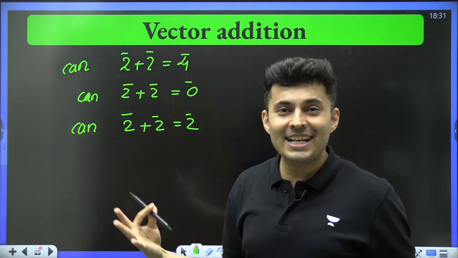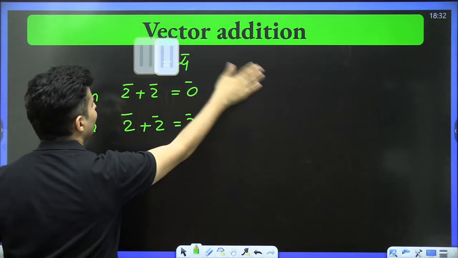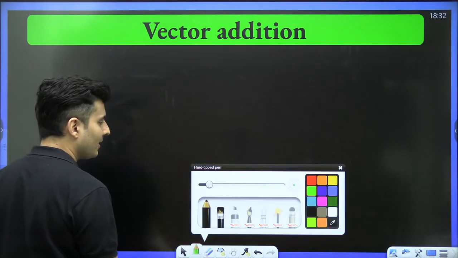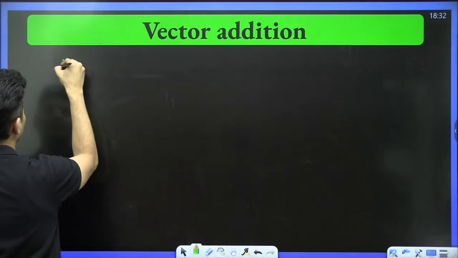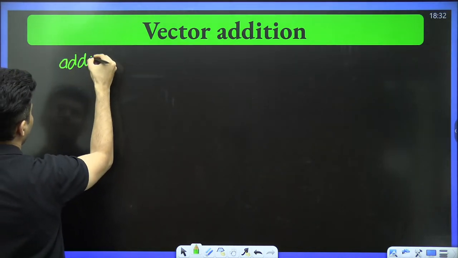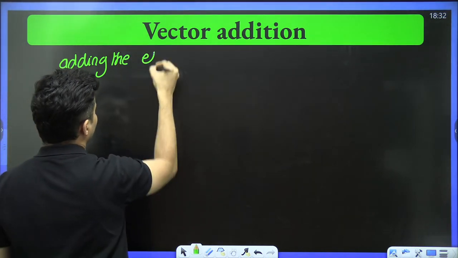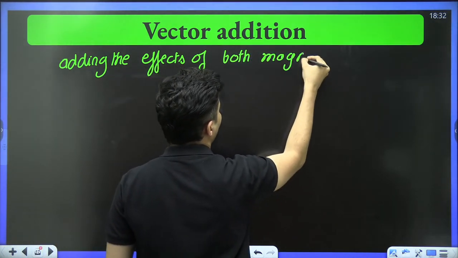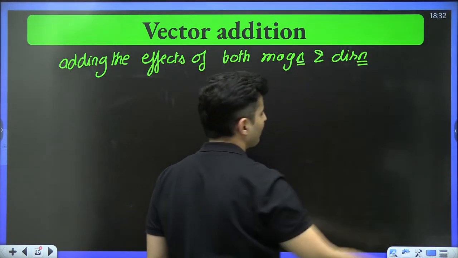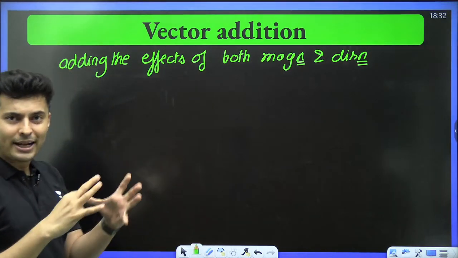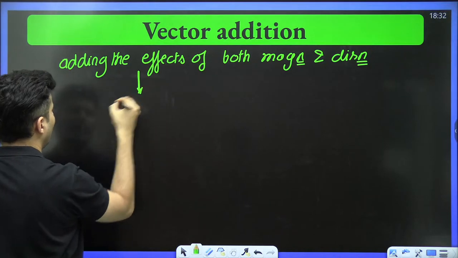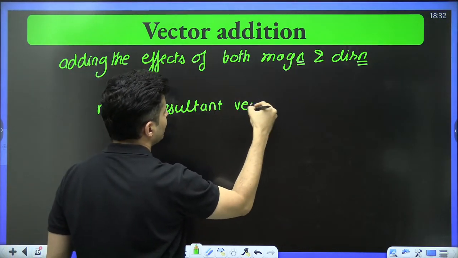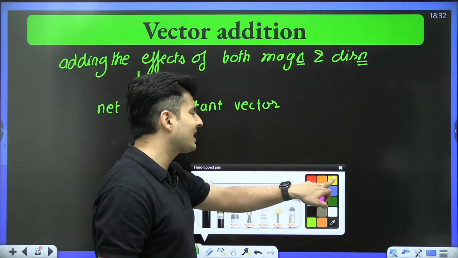Like, sir, how? This is crazy. I didn't know this is possible. So guys, let's learn the true meaning of vector addition. Now I know you guys are all interested and all charged up. The meaning of vector addition is adding the effects of both magnitude as well as direction of the vectors so that you get something called the net or basically the resultant vector.